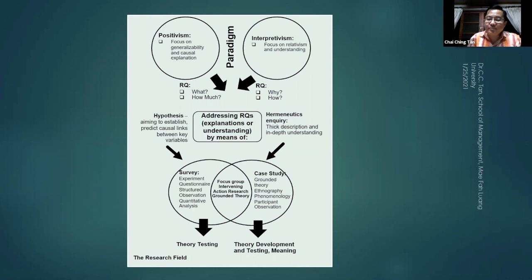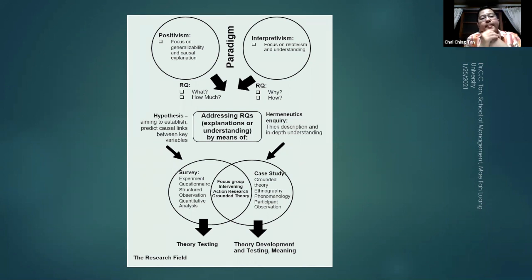So a research process, from this page, starts with understanding the nature of reality. So the nature of reality is a philosophy. So when we say nature of reality or research philosophy, it's very, very important. It's very difficult to understand, but I will try to put it into simple terms.